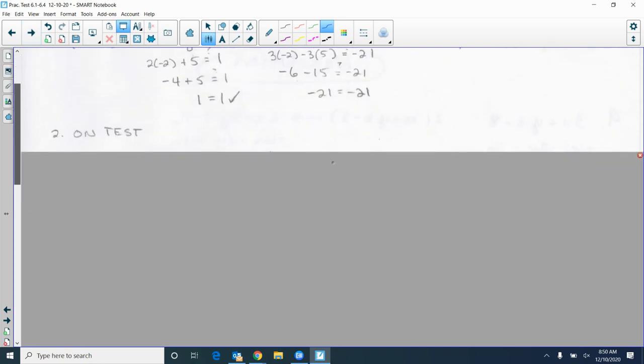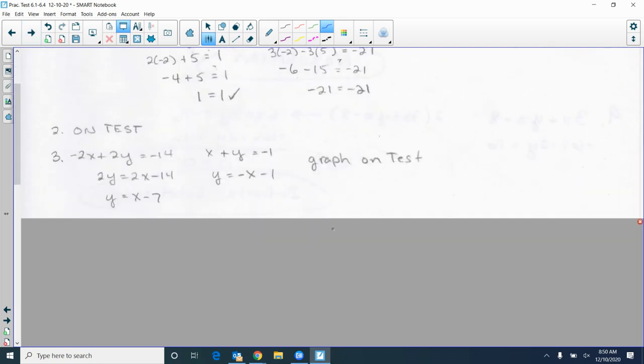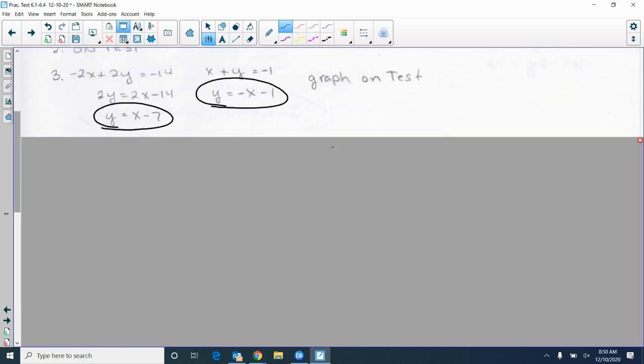Now, 2 and 3 were on the test. For 3, you've got to make sure the graphs are right. A couple of you had parallel lines, but one of them should be x - 7, and the other one should be -x - 1. So one has a negative slope, one has a positive slope. That's why they hit. They shouldn't both be parallel.